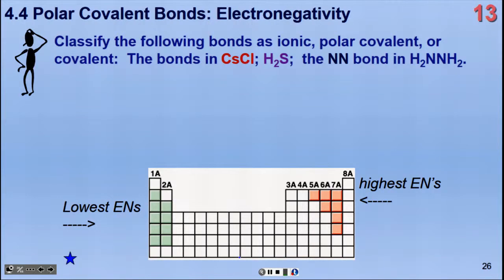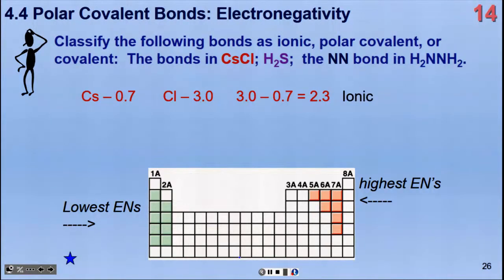So for cesium chloride, what should we find? Cesium is a metal. It's at the lower end of the alkali metals, so it's going to be amongst the lowest possible electronegativity values. Chlorine is at the top right underneath fluorine, and so it's going to be a fairly high electronegativity value. The difference between the two is 2.3, and that would be an ionic bond.